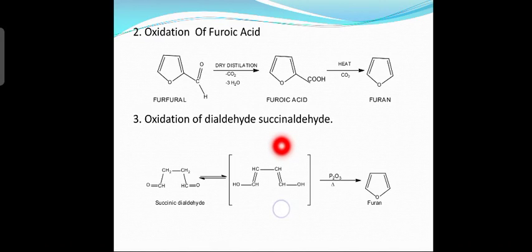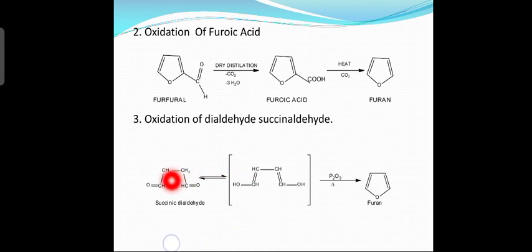Now third method is oxidation of dialdehyde. Now which dialdehyde is used? Succinic dialdehyde is used. This is the molecular formula CH2, CH2, CHO and then CHO. Now this exists in another form also, which is the other form of succinic dialdehyde with the secondary alcoholic groups. So which is the secondary alcoholic group? CHOH, CHOH. How do you get this?